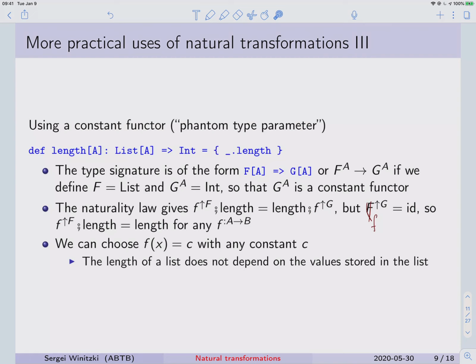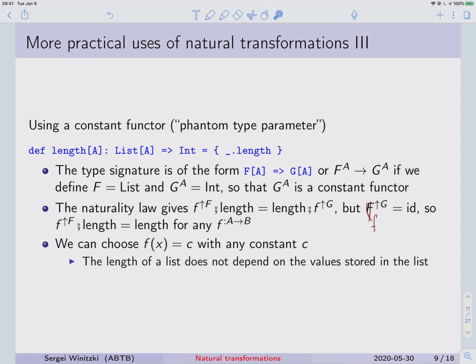Now this law means that the length function gives the same result if you first transform the values of the list in an arbitrary way, and then you compute the length. And you can, for example, choose the function f as a constant function, which always gives the same result. Still, the length is the same. So the length of a list does not depend on the values stored in the list. And this follows from the type and from the naturality law. So this is guaranteed if you have any function of this type, whether it computes the length or not, its values will not depend on the values stored in the list.